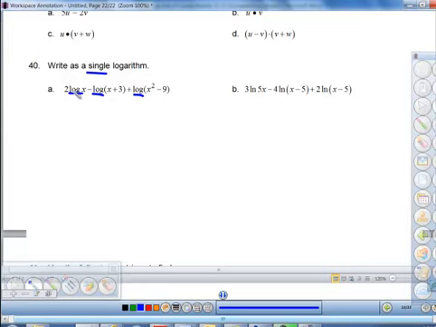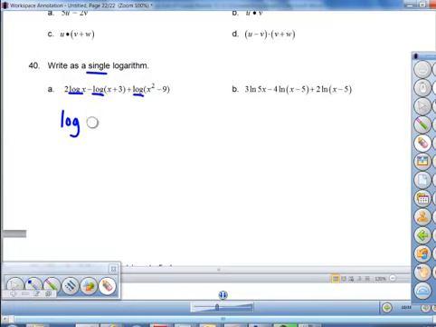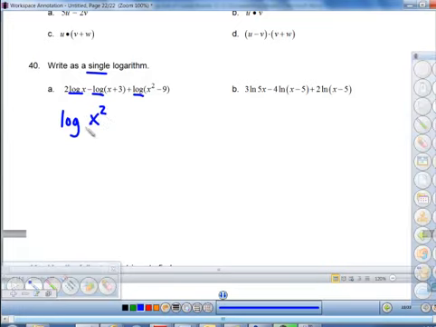I'd start off with the first one, and I know that I can take this 2 and put it up front. So that's going to be log x squared. Now the subtraction means that we're going to be dividing this term by this term. So this x squared is still going to be there, but now it's going to be divided by all of this, because there's subtraction. So then I have x plus 3 in the denominator.